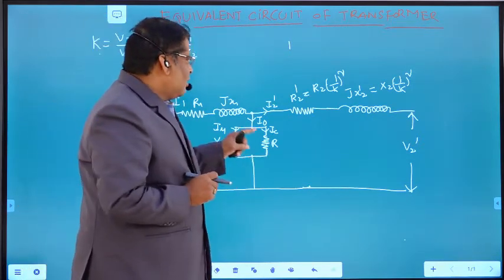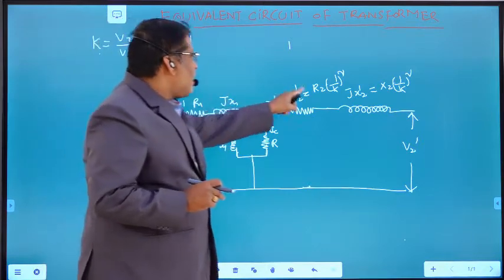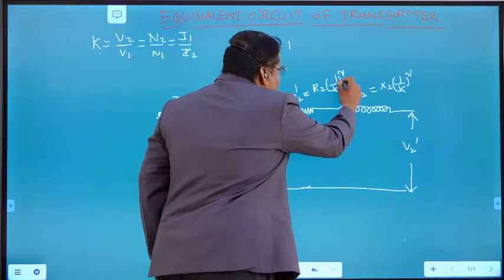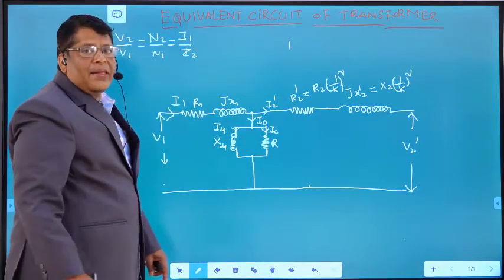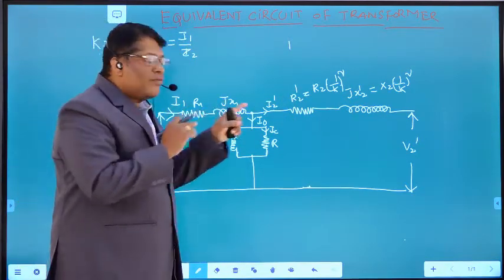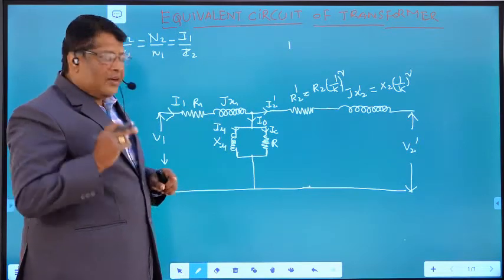See here, we are defining the value as K, but K is a function of the number of turns. That's why we are talking in terms of the number of turns.